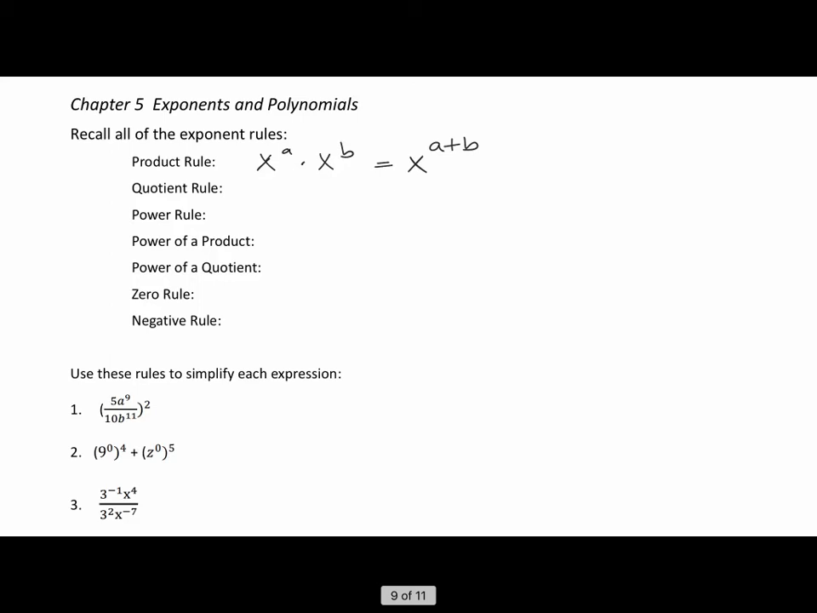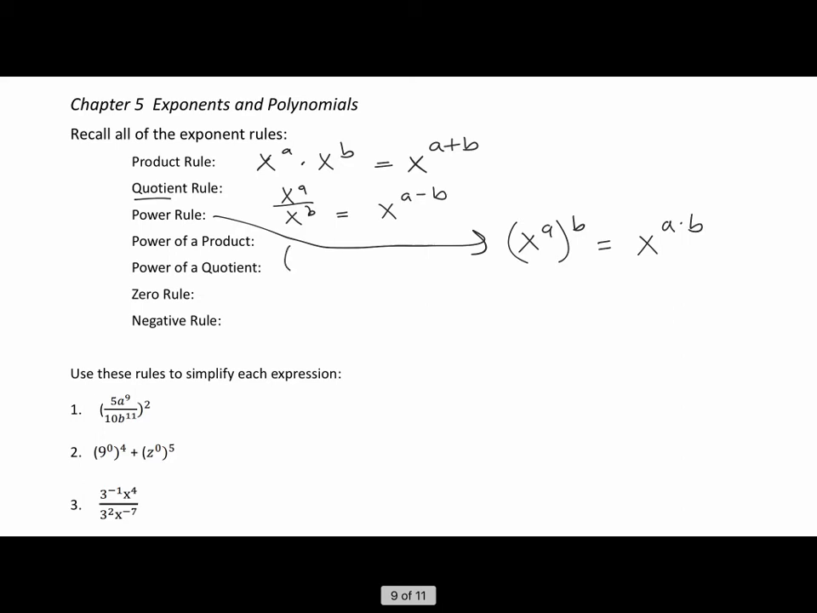Excuse me. And the quotient rule, quotient means divide. So if you have a base divided by the same base, you keep that base and you subtract the exponents. The power rule then is if you have a base raised to a power raised to another power, then you're going to multiply those exponents together.